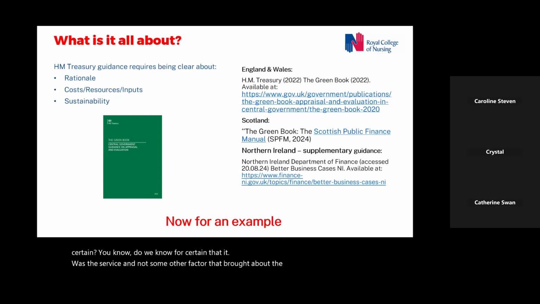Do we know for certain that it was the service and not some other factor that brought about the benefits? So again, when you're thinking about projects and thinking about change, and implementing improvements, you need to start to tease out: is it actually the change that's made a difference, or the new service, or the new improvement that you've implemented, or might there have been something else happening as well? And for both costs and benefits, it's not about looking at everything. You want to account for additionality, so that is over and above what normally would have happened.